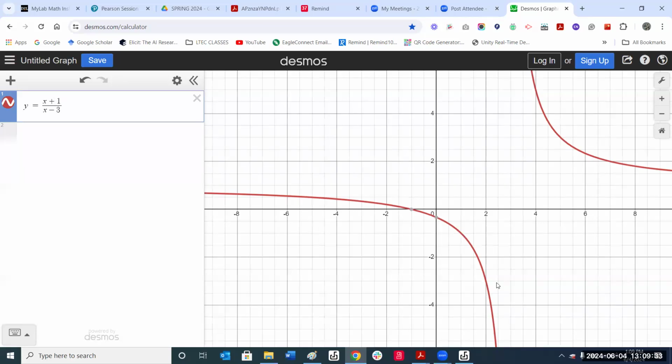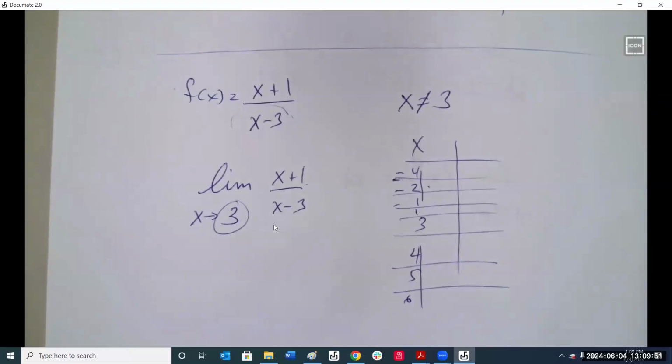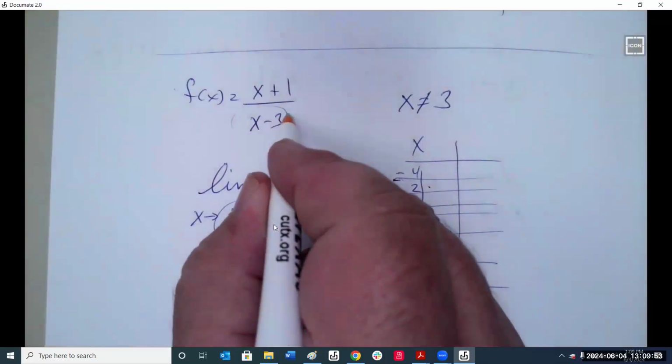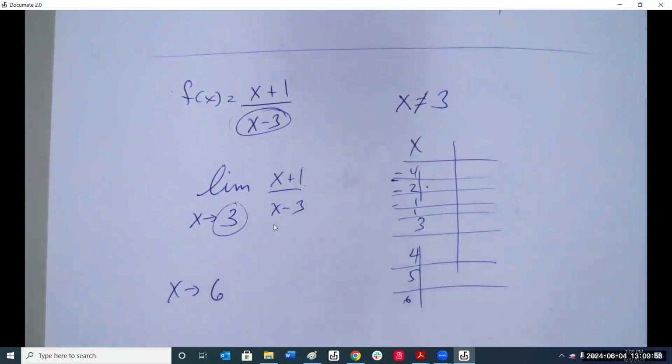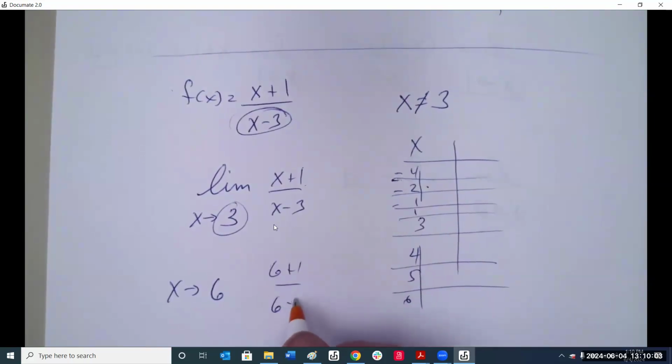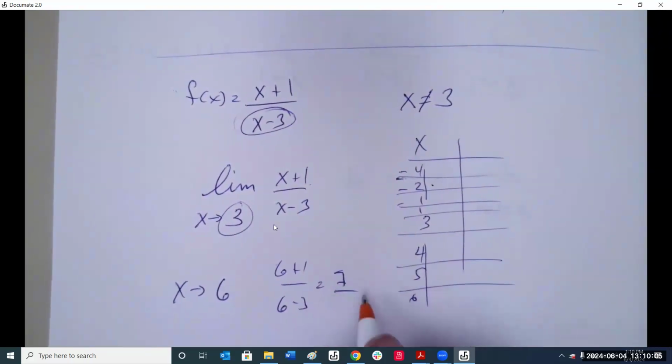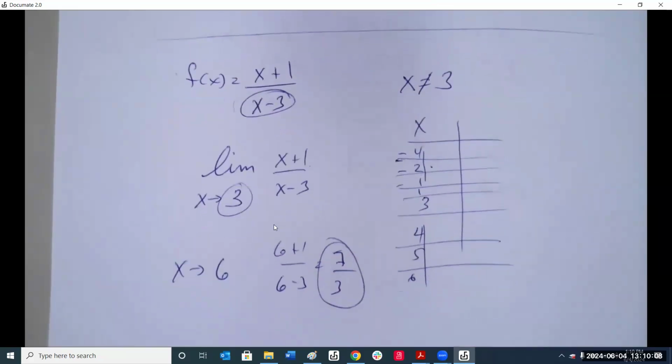But basically, limits look at where a function becomes undefined. That's the point we're interested in. I don't care about the rest of the points. The only point that's of interest to me is at 3. What happens to the function as I go to 3? If I said x equals 6, then I can just plug it in there. 6 + 1 over 6 - 3, 7/3. And there's your limit.